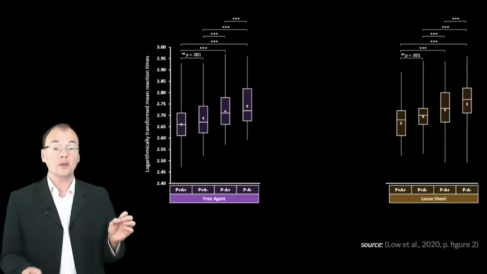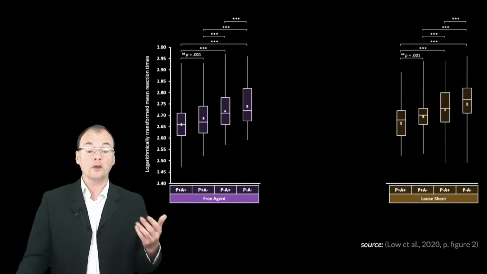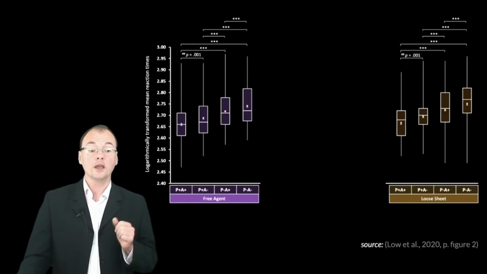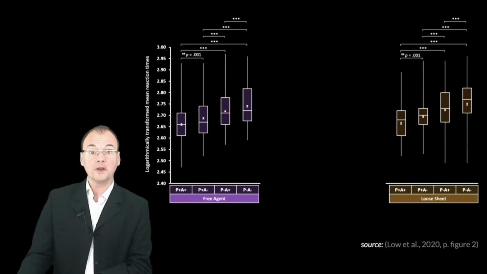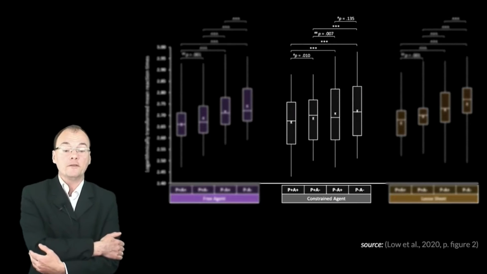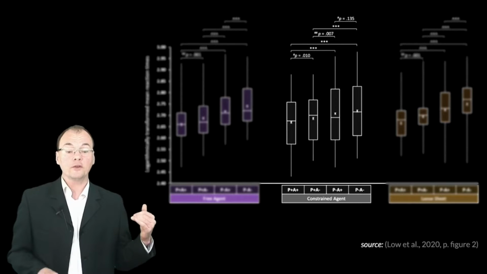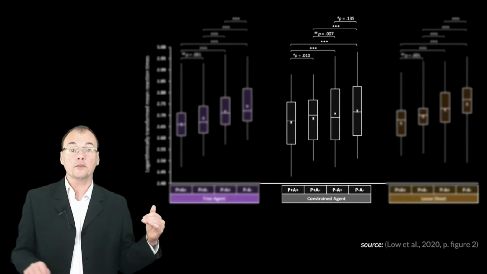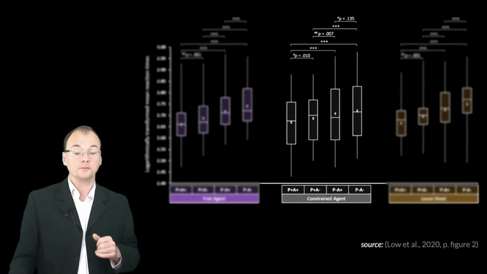We also found the same thing with a loose sheet. So Jason wearing a loose sheet didn't change the pattern of effects that we observed at all. But when we bodily constrained Jason in that final phase, the effect went away. There was no significant difference that Jason's belief made.